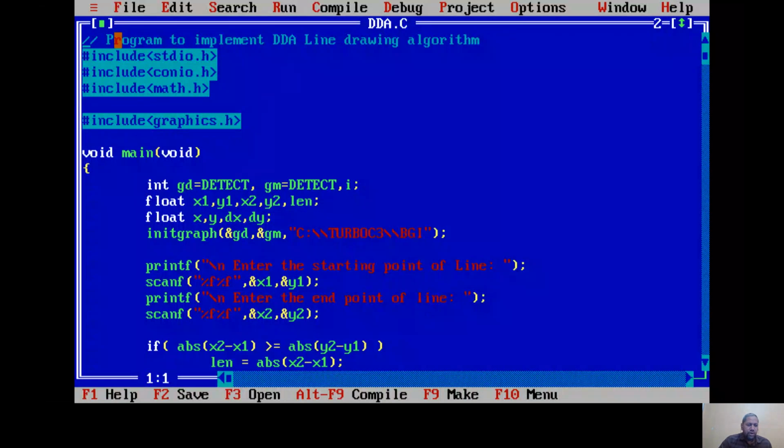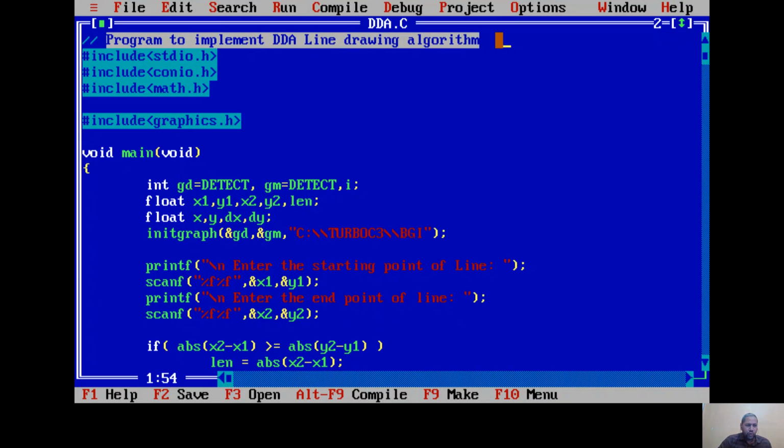Okay, so I'm opening the DOS box at this side, and now you can find the program is available. Instead of wasting time typing all these things, I have directly typed this program as per our algorithm. Whenever you start any program in C, make it a habit to write in a comment the purpose of the program. Our program is a program to implement a DDA line drawing algorithm.